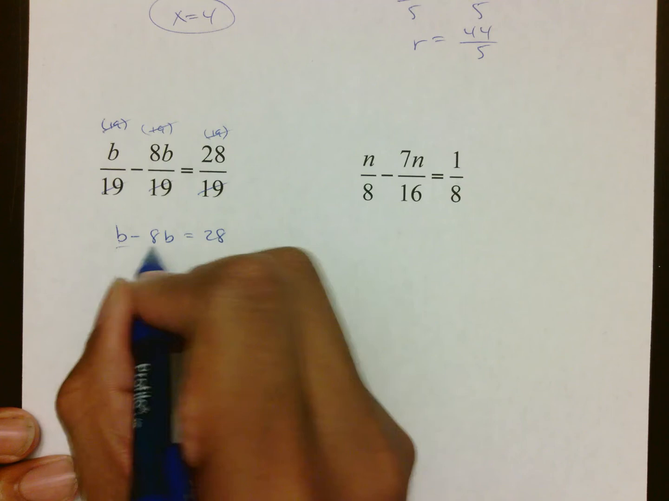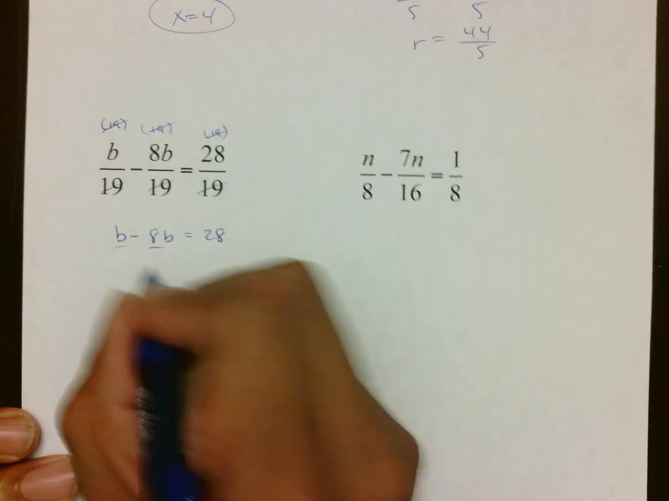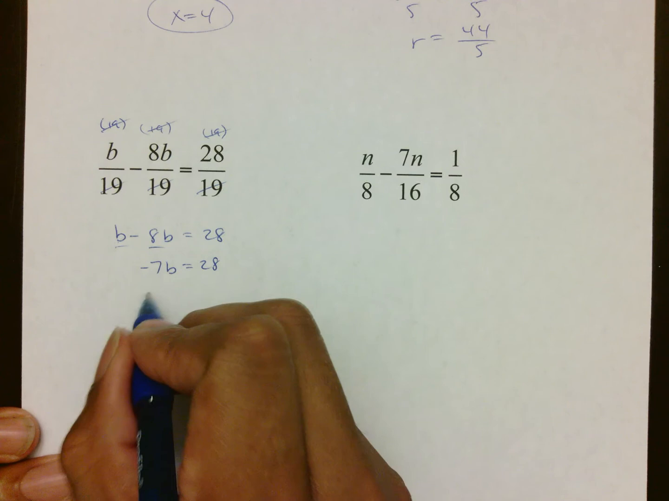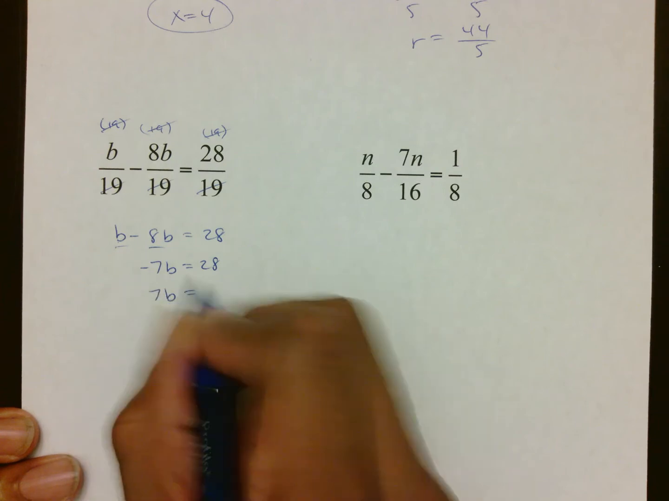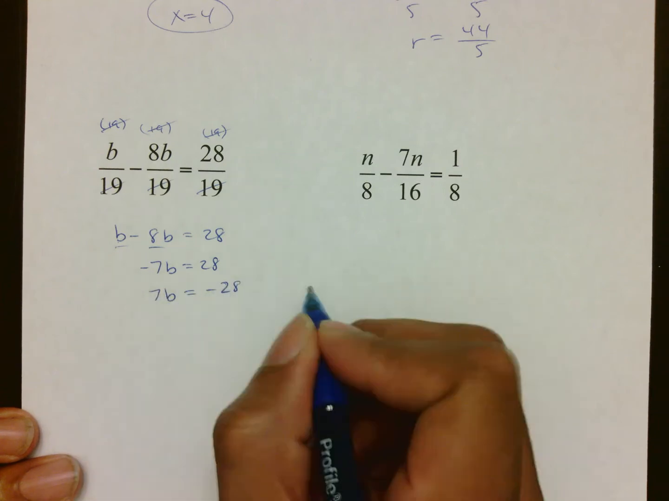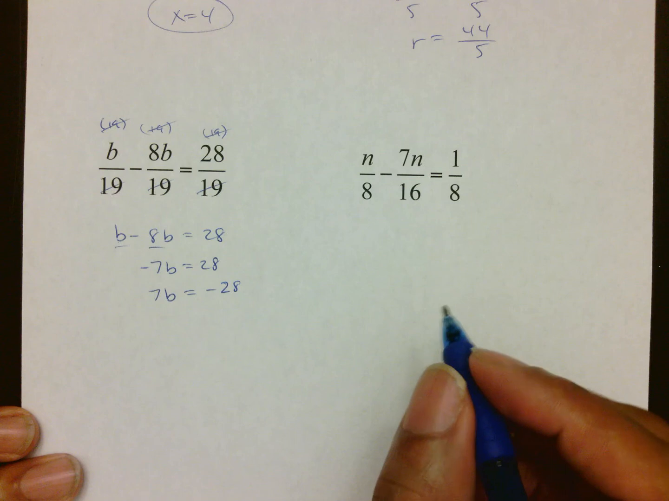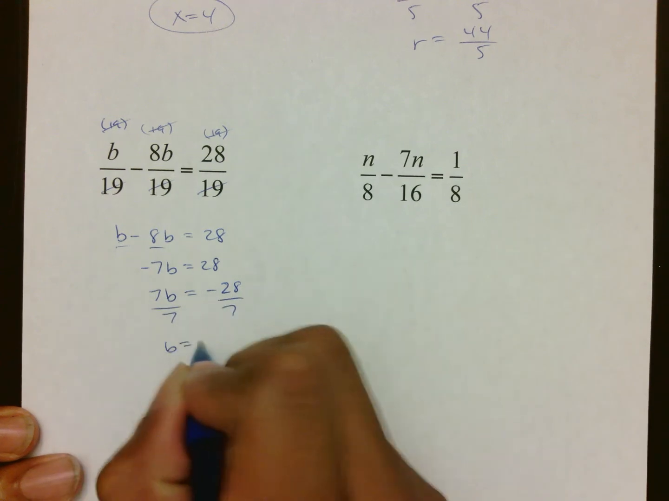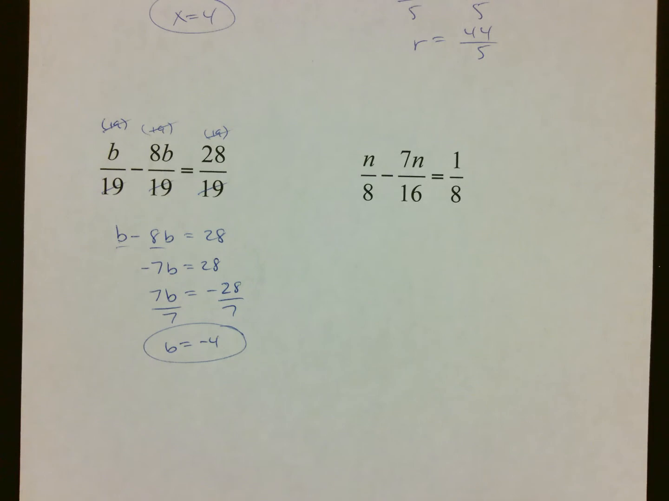Now you go ahead and combine your like terms. b and negative 8b make negative 7b. Again, I have a negative 7. I am going to switch both sides around the way that I have tried to show you to do. Please make sure you start getting used to that because it's going to come in handy pretty soon. Divide by 7, and b is negative 4.